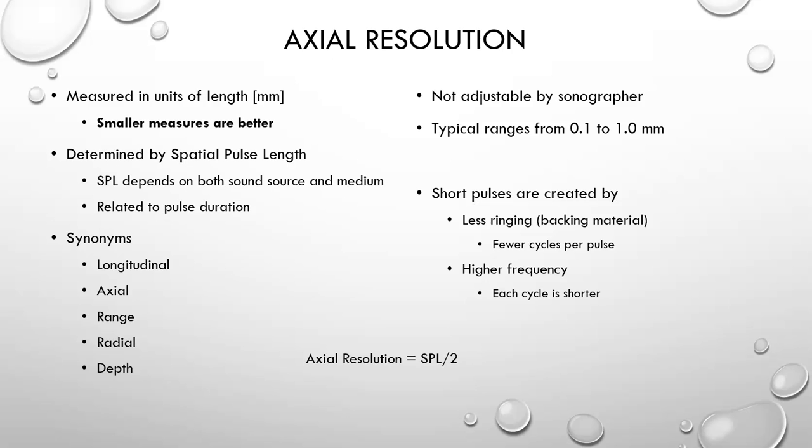Axial resolution is determined by the spatial pulse length. It's related to the pulse duration, and it depends on both the sound source and the medium, because it depends on both the frequency and the speed of sound of the material. Different synonyms for axial resolution are longitudinal, axial, range resolution, radial resolution, or depth resolution. Sonographers cannot adjust axial resolution. The only way to change it is by increasing your frequency by getting a different probe.